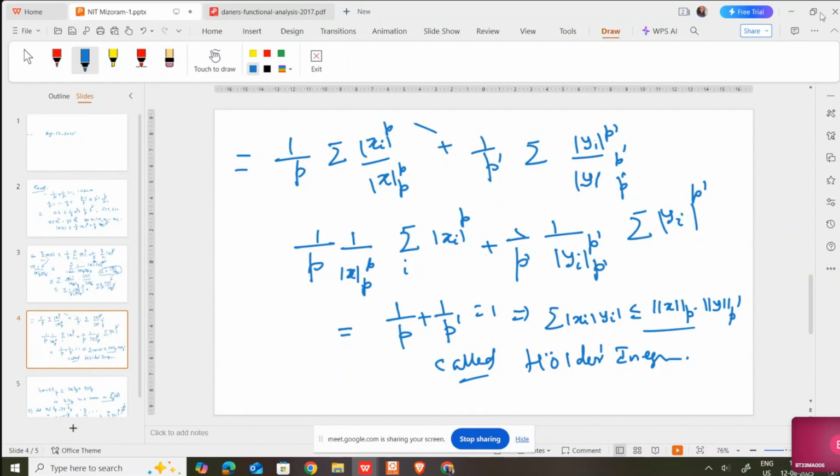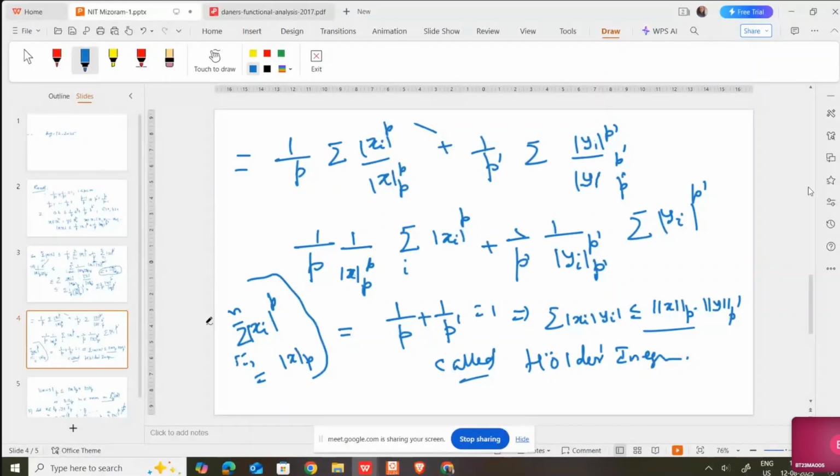Now remove this 1 over p. Okay, so this is independent of i. So it comes out. So 1 over p is there. Mod x_p raised to p, 1 over p is there, right? Into summation xi raised to p, i equal to 1 to n. Same thing with this yi also. But now notice that what you have to note here is this summation xi raised to p, i equal to 1 to n is actually the L^p norm of x.